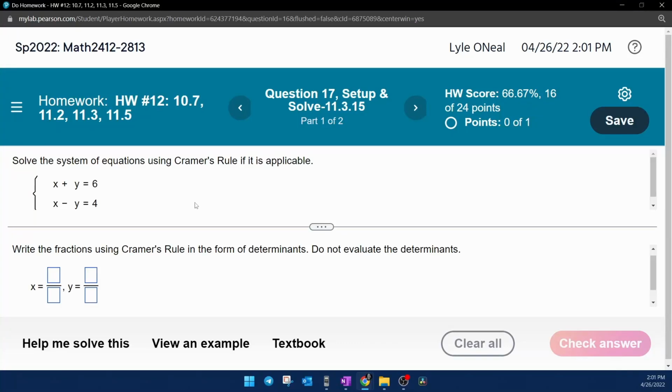Question 17 from our Precalculus homework number 12 in MyLab Math. They want us to solve this system of equations using Cramer's rule. And if I look ahead, you can see that they're going to want me to set up the fractions for the variables first, again using Cramer's rule, and then calculate the values. So let's go to the scratch work and explain what Cramer's rule is and how you execute it.